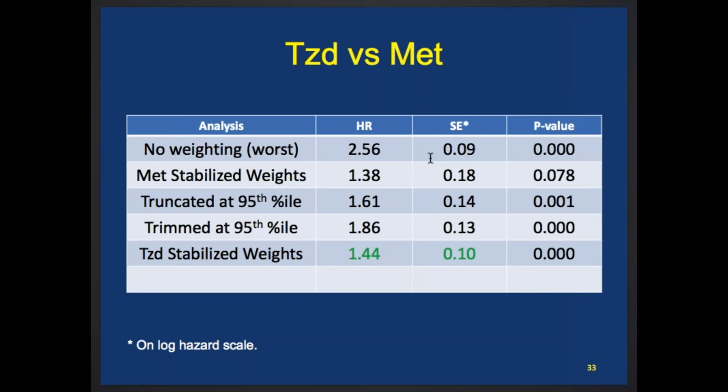The key thing to note, though, is that the variance is fantastic. For the standard error of the point estimate, we paid just a teeny price. And the reason we paid just such a teeny price is because the weights for our MET users are all between 0 and 1, and so there's no explosion of weights that we have to worry about.